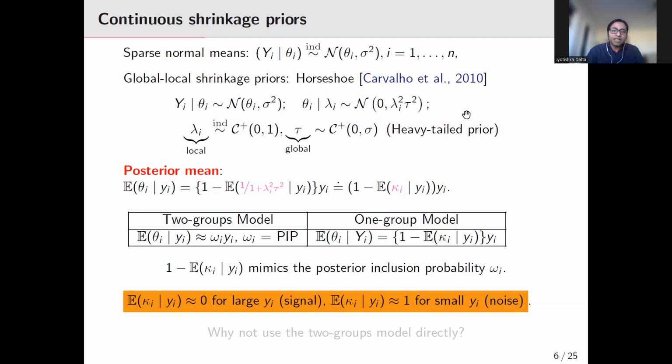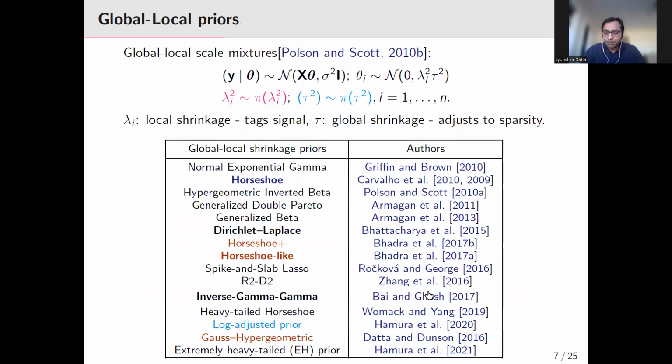So all we need for this horseshoe prior to work is that we need this shrinkage factor kappa_i to be 0 for large y, so that you don't shrink at all, or it to be close to 1 for small y_i, so that you shrink an observation all the way to 0, right? A quick note here is that we can use the two-boost model, but it leads to a heavy computational complexity.